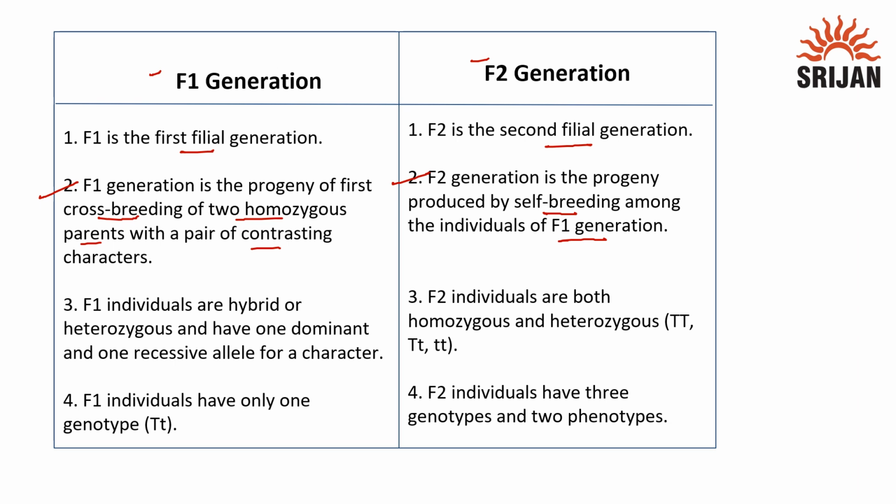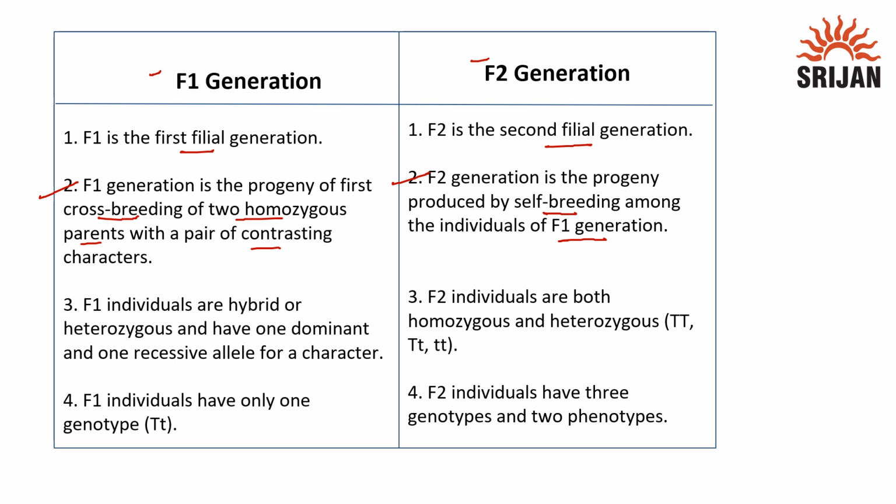So, in the case of the F1 generation, the progeny will be formed by crossbreeding, and this crossbreeding is going to take place between the parental generation, which are homozygous. Whereas when we talk about the F2 generation, this F2 generation is formed by self-breeding, and this self-breeding is between the F1 generation.